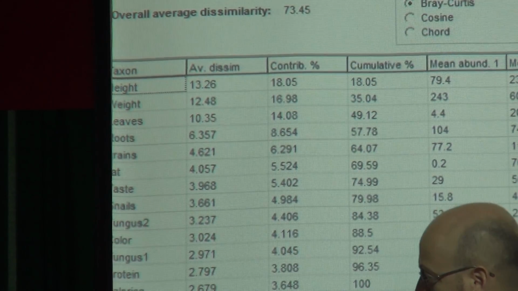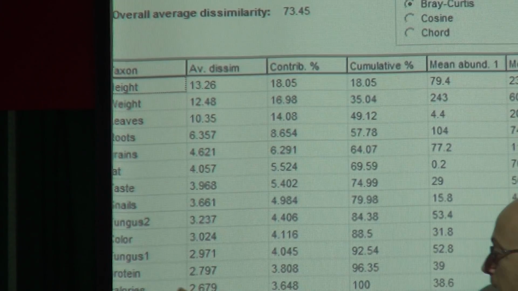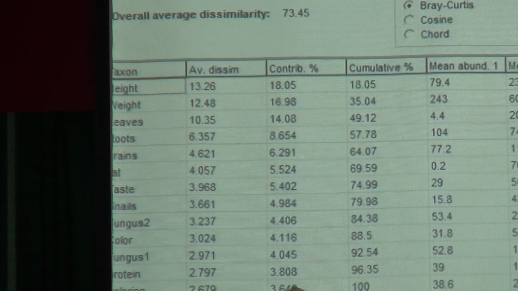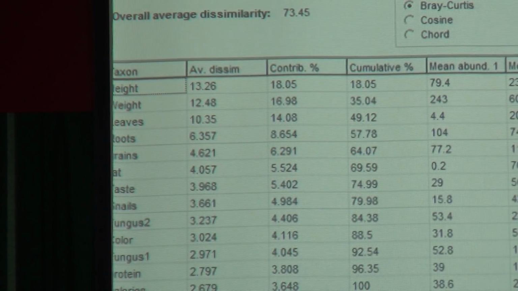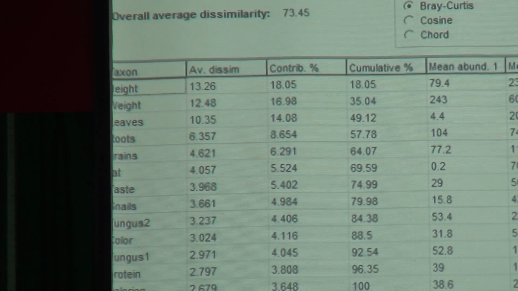And right here where it says calories, the amount of calories is the most similar between those two groups. So the amount of calories is very, very similar between those two groups.